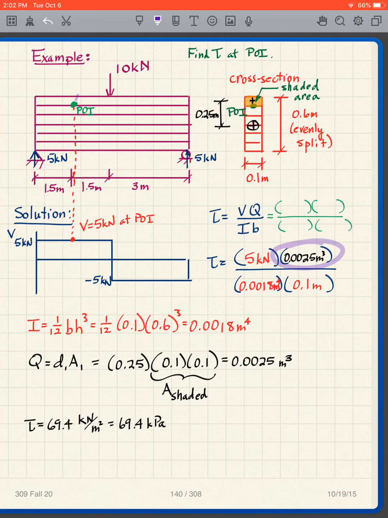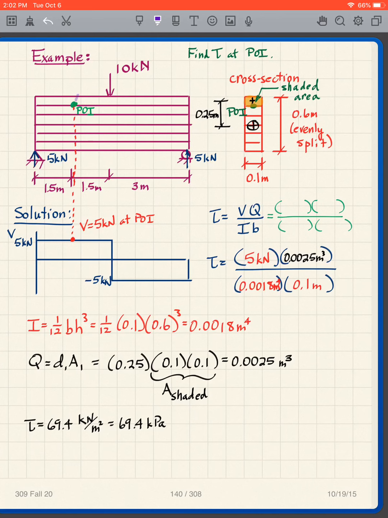The only hard one is the Q. How do I get the Q? I have to create my shaded area. Well, my shaded area is the area above the point of interest. So there's my shaded area. It's one rectangle's worth.